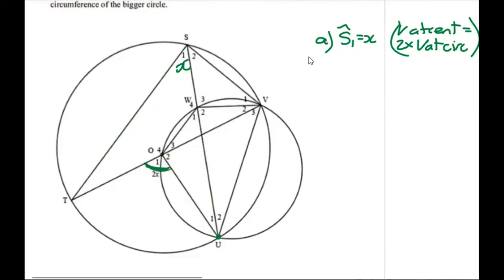Okay, what else could be equal to x? Okay, remember all the different theorems we've got. So now we're dealing at S1. S1 was one of the points on the circumference. So maybe we should be looking at our bow tie.